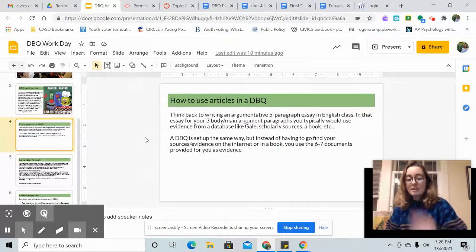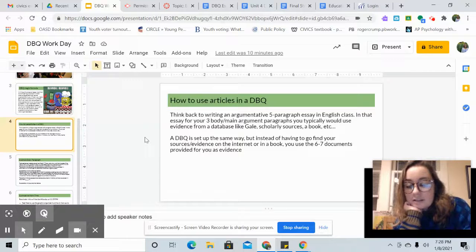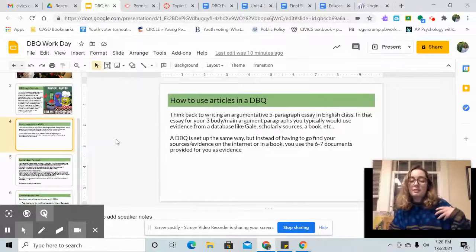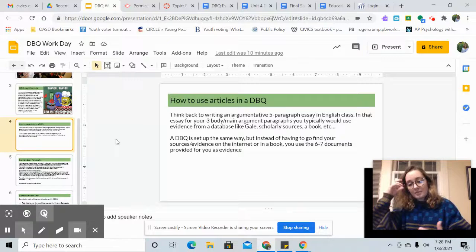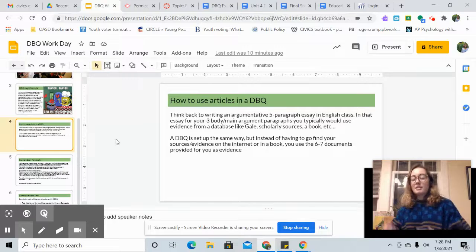evidence in the 3 main body paragraphs is a little bit different than what you'd be doing in English or any other kind of writing. So in our class, and even more specifically in English class, if you think back to that 5-paragraph essay, you're probably used to writing your 3 main body paragraphs and using evidence from a database like Gale or some scholarly sources you're just finding online and Googling, or from a book you're reading in English, etc. Right? So you are used to having to go out and research, find your sources, find your evidence, and then put it in your body paragraphs.